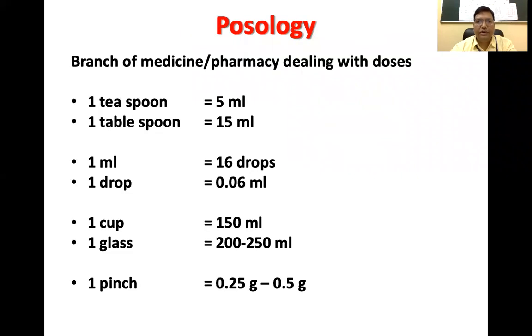So coming to posology, posology is the branch of medicine or pharmacy dealing with doses. It is the measurement of substances, such as 1 teaspoon amounts to 5 ml, 1 tablespoon measures 15 ml, there are 16 drops in each ml, or 1 drop constitutes 0.06 ml. Similarly, 1 cup constitutes 150 ml, and 1 glass is roughly 200 to 250 ml. And if I say a pinch of any substance, that means we are going to take 0.25 to 0.5 gram of the substance.